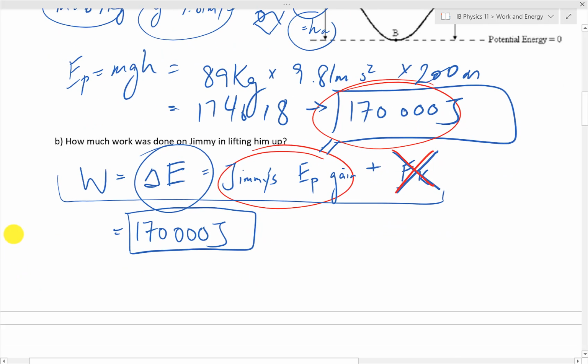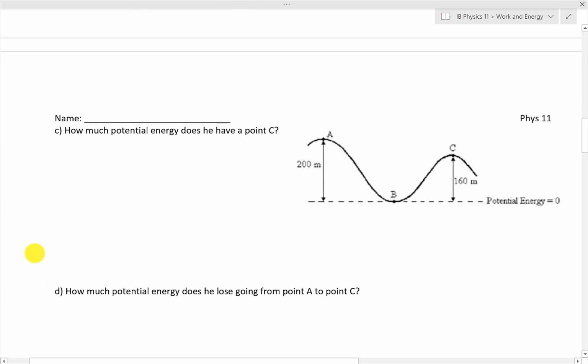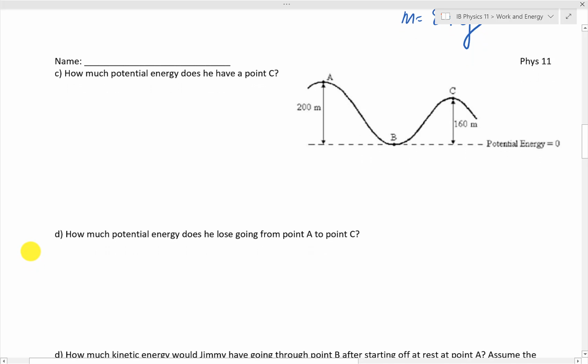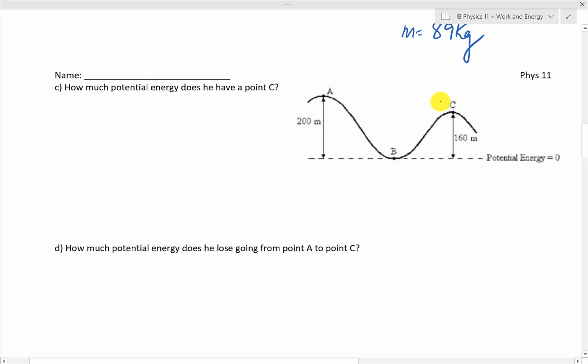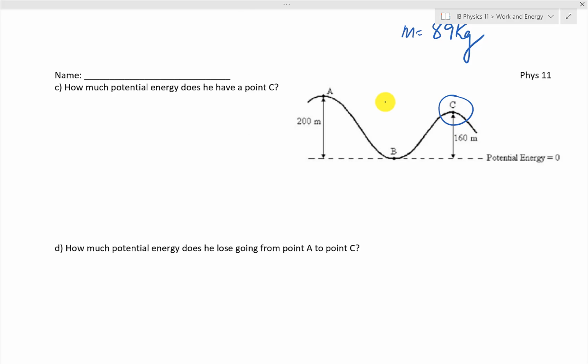Well, let's move on. Oh, the question continues. We have a diagram here, and I'm just going to write Jimmy's mass. And hey, this is a question you can probably do. Question C: how much potential energy does he have at point C? This is a good time to pause the video and try it out. And now I'm going to quickly go over it.